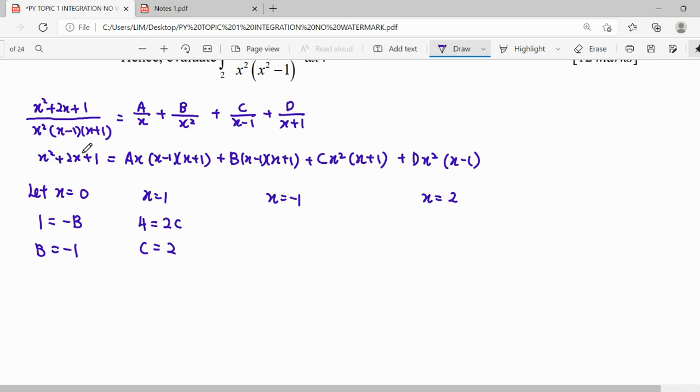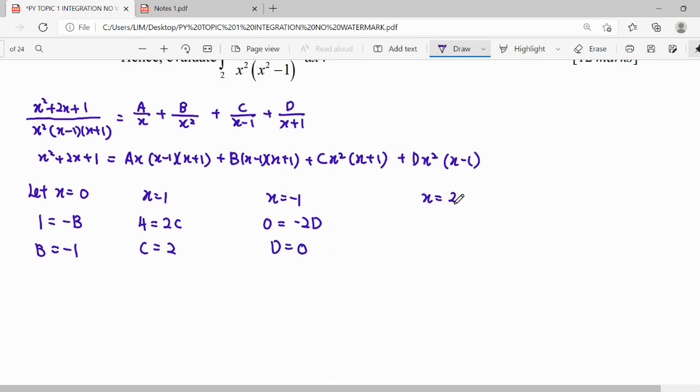Then continue for the next x value, -1. So for -1, we get 1, 1 plus 1 is 2, and then we get 0. So -1 we put here is 0, -1 we put here, 0, 0. So this is -2, -2 times 1, so -2d. Okay, d we get 0.